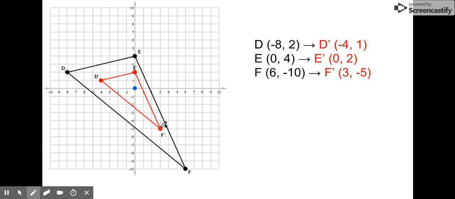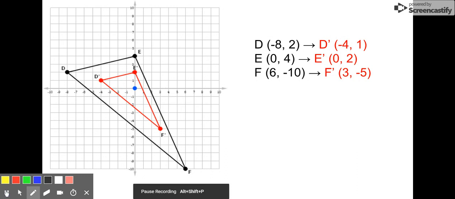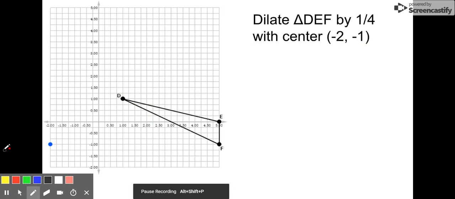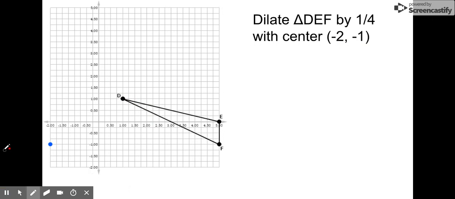And so all of these things make us feel confident that we dilated correctly. Let's try one more example with a different center of dilation. In this example, we're trying to dilate triangle DEF by 1/4 with a center at (-2, -1). So you've already got that plotted.